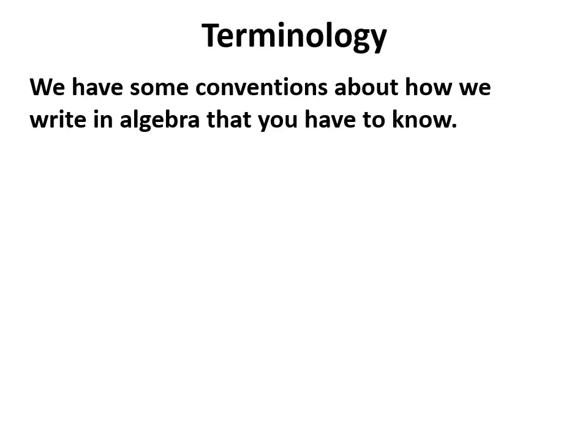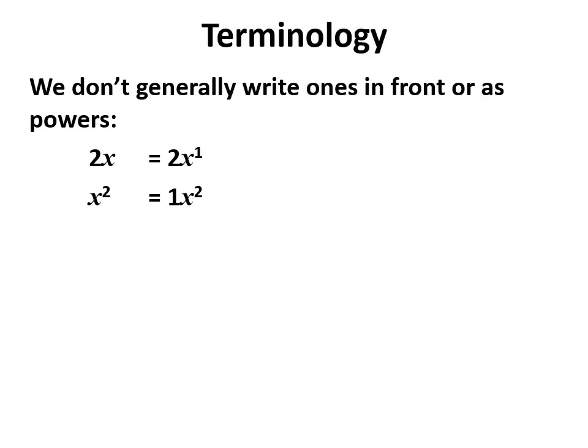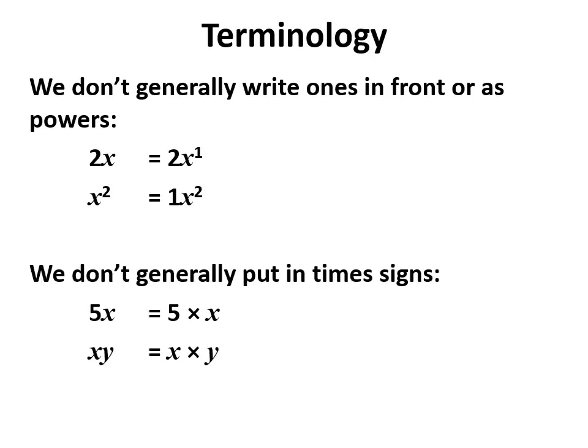But we do have some conventions that are slightly different in algebra from how we normally write. So, we generally don't put ones in an algebra term. If we have a power of 1, we generally don't write it. If we have a multiplication by 1, we generally don't write it. They're still there, it's just most of the time we don't write them in. And we generally don't put in multiplication signs. It's not wrong to, but it isn't how it's done, and you need to start practicing it properly from the start.